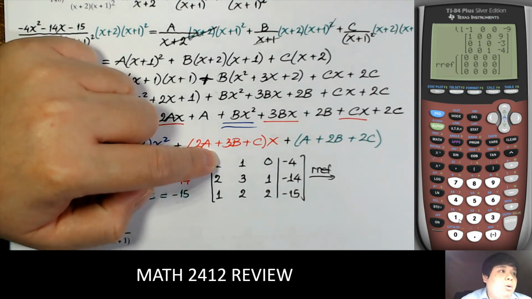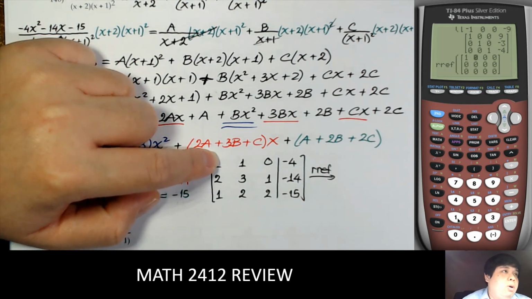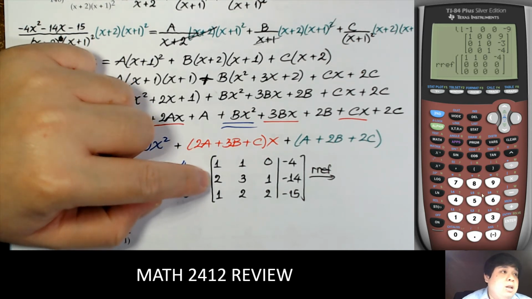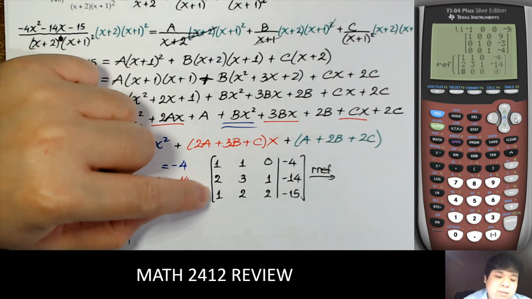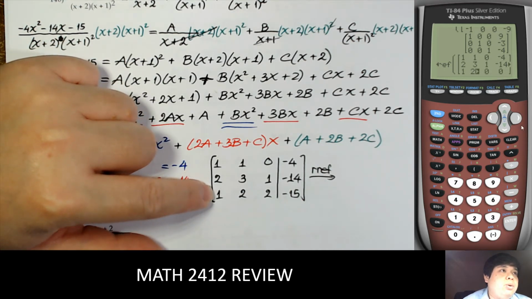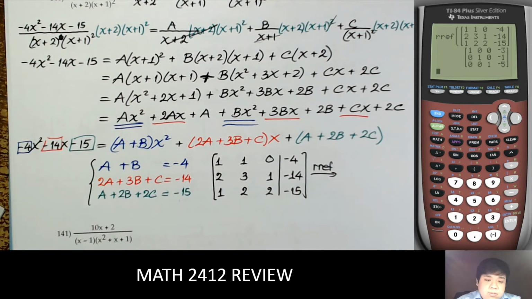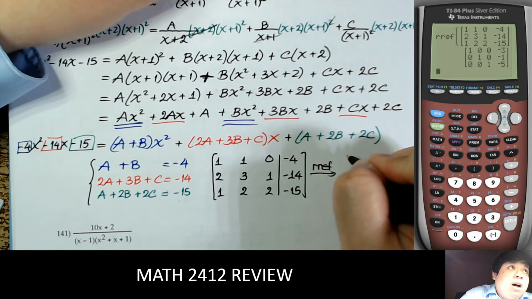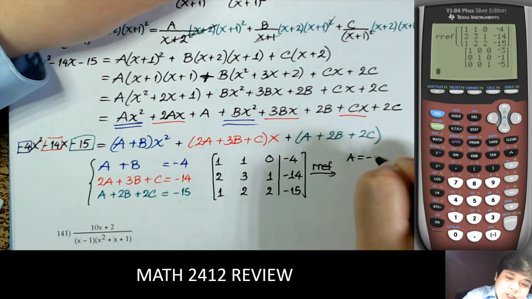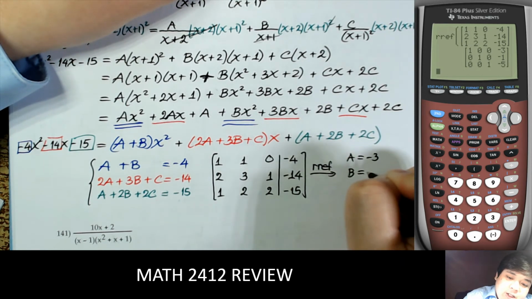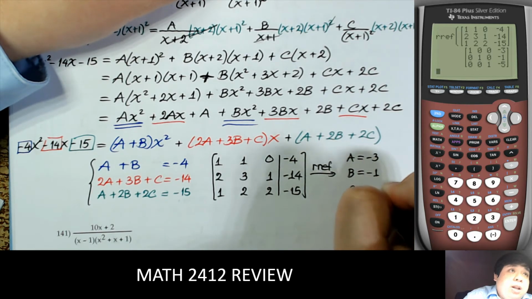1, 1, 0, negative 4, 2, 3, 1, and negative 14, 1, 2, 2, negative 15. It's going to be A is negative 3, B is negative 1, C is negative 5.